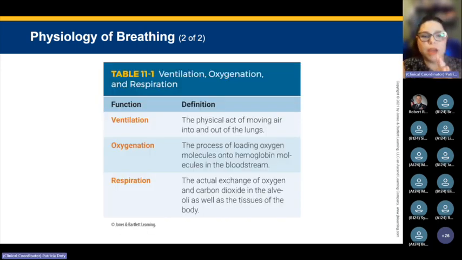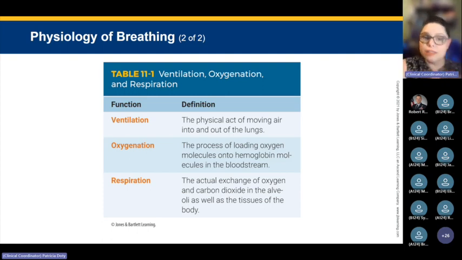So let's talk about what the function versus definition are. And table 11-1 is something very important for you to understand. Go ahead and get it down now so that as you progress, this is just easier for you to understand. Ventilation is the physical act of moving air in and out of the lungs. That's it. We're ventilating. So if someone is not breathing well enough, or they're not breathing at all, and I take a bag valve mask, a BVM, and I have a really good seal, and I depress my bag, I'm ventilating. It is literally the physical act of only moving air into and out of the lungs.